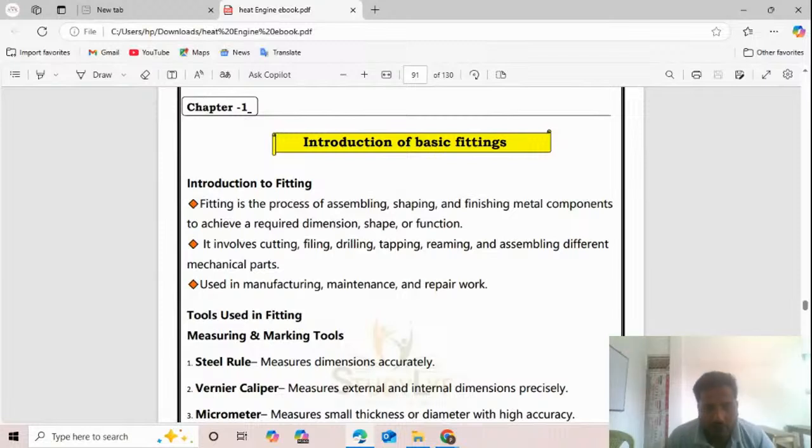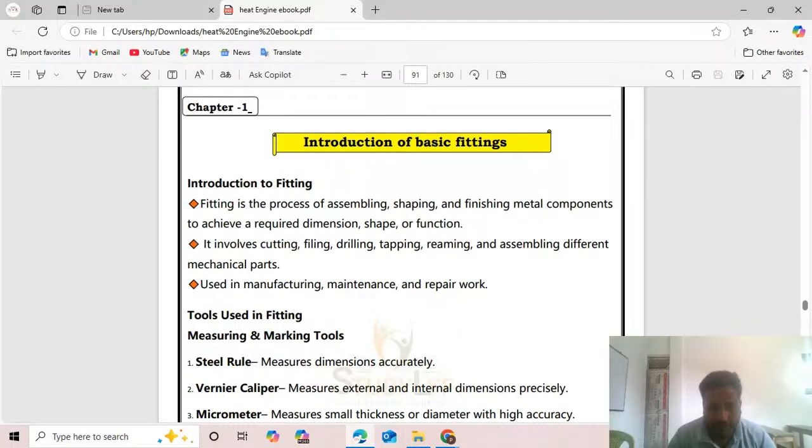Fitting is the process of assembling, shaping and finishing the metal component to achieve the required dimension. It involves cutting, filing, drilling, tapping. These are basically the processes in which we will fit: cutting, filing, drilling, tapping, reaming, and assembling the different mechanical parts used in manufacturing and maintenance or repair work.